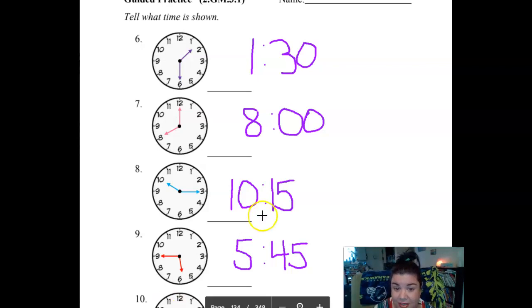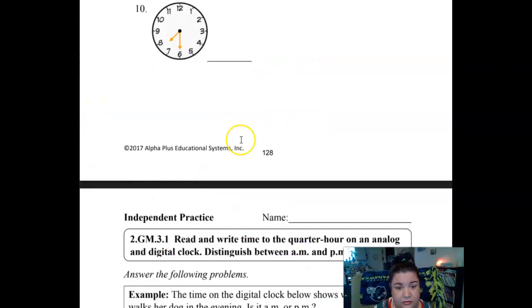Is that what you got? 1:30, 10:15, and 5:45? If not, if you're having trouble with this, and it's not just the skip counting that's messing you up, have an older sibling or an adult in your house help you with the analog clocks. That's what these are called. These are analog clocks. Okay, let's try another one. Last one before independent practice.